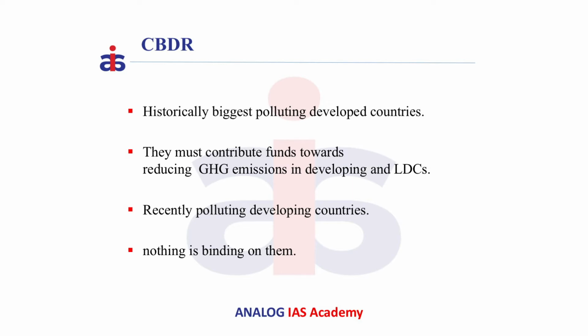According to it, there are two types of countries. One is historically biggest polluting developed countries, and second is recently polluting developing countries. The developed countries must contribute funds towards reducing greenhouse gas emissions in developing and least developed countries. Whereas for developing countries and least developed countries, nothing is binding on them and they should voluntarily cut greenhouse gas emissions.